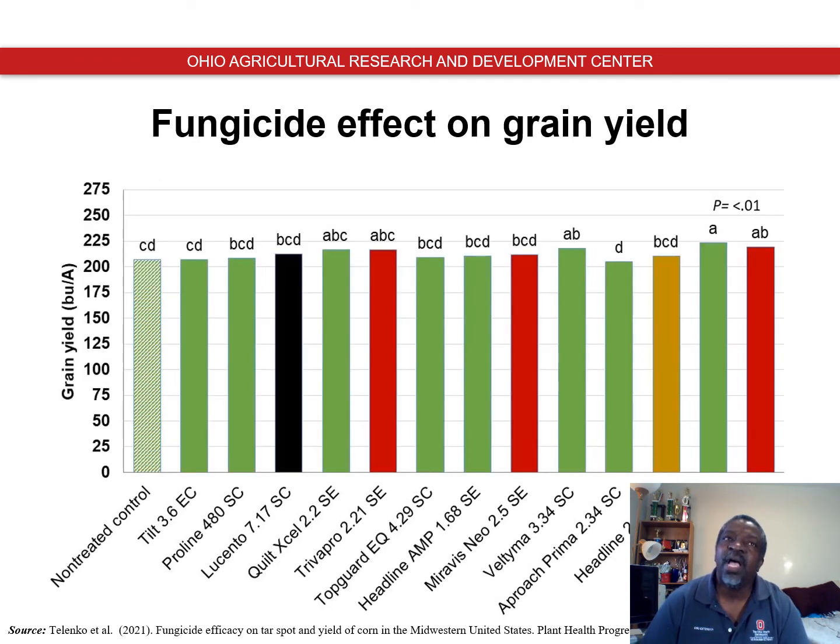In terms of yield response, correspondingly, the fungicides that did well in terms of reducing disease severity also help to increase grain yield compared to the untreated check. The yield response is not as clear-cut as some of the disease response, but still in general, fungicides that do well at reducing tar spot also did well in terms of increasing grain yield.